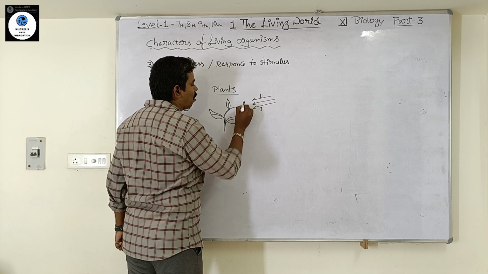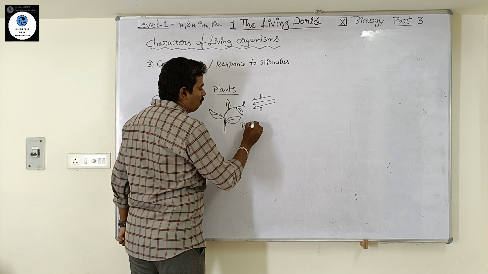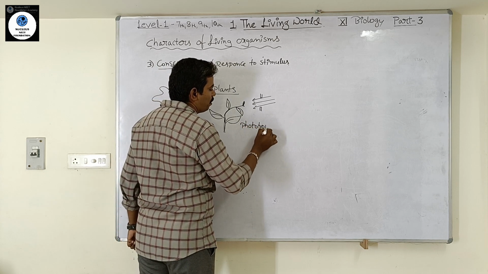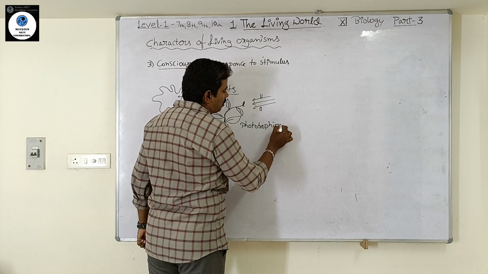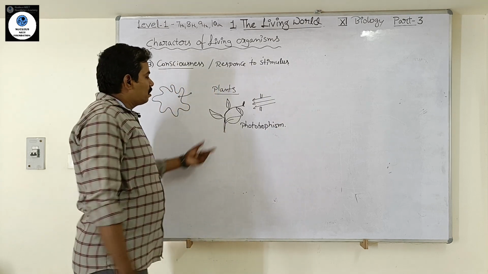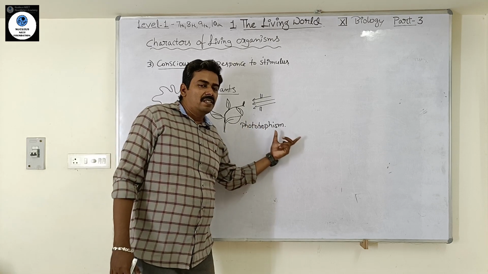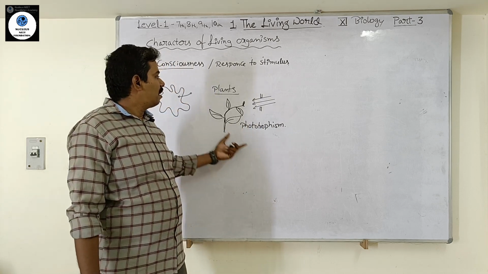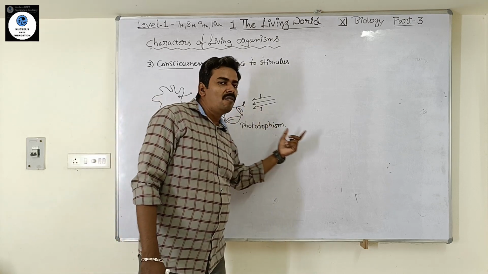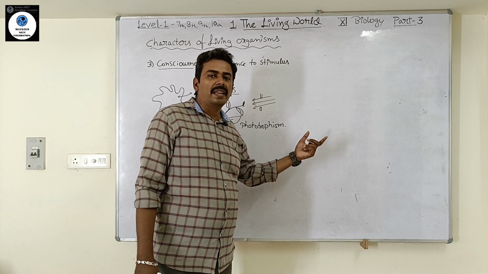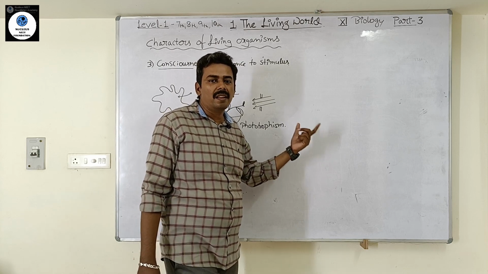So what is this phenomenon called, students? Phototropism. That means the response of a plant towards the light. It is growing towards the source of light. From this we can say that plants are aware of the surroundings. They can sense what is happening in their surroundings.